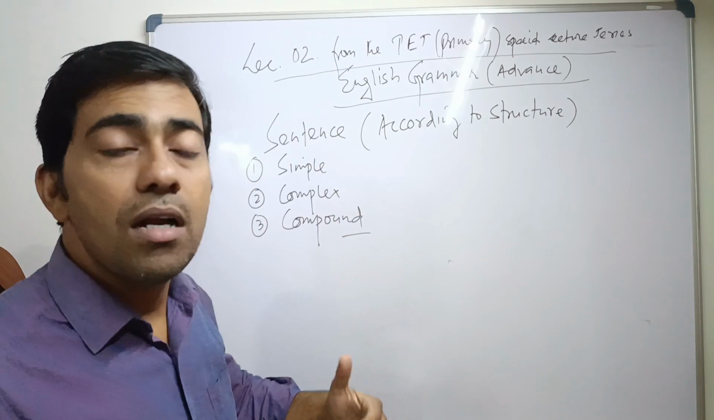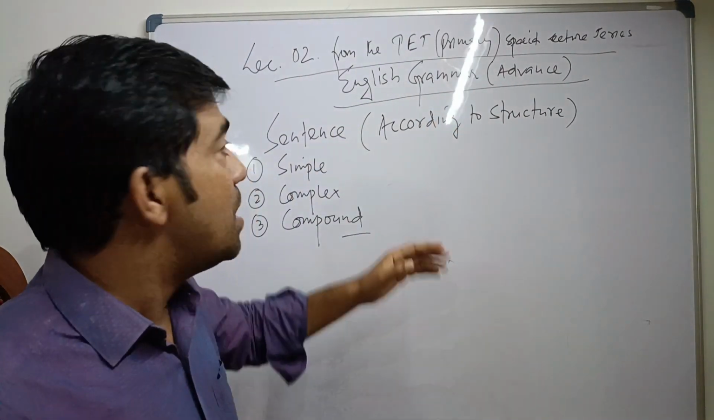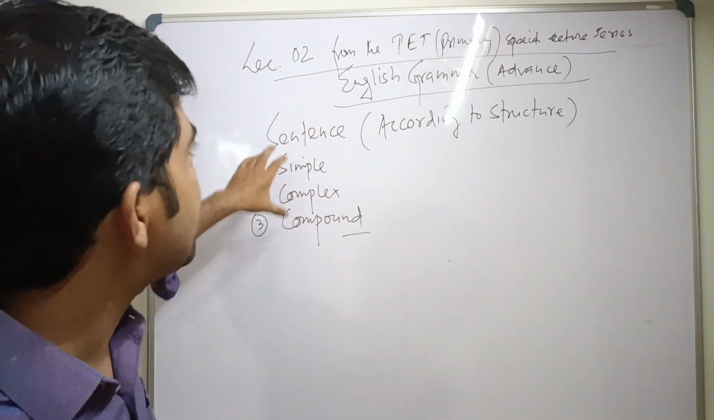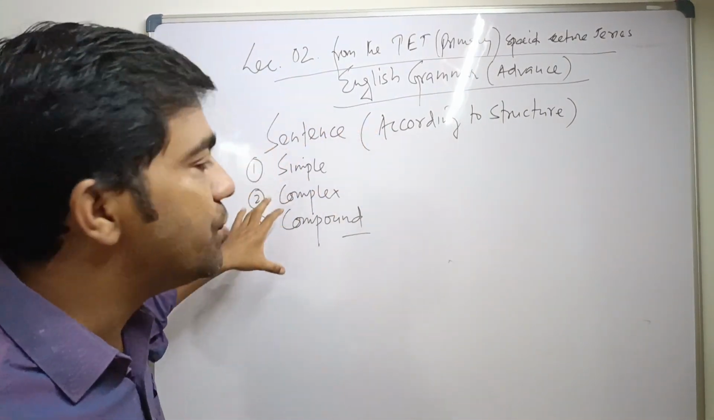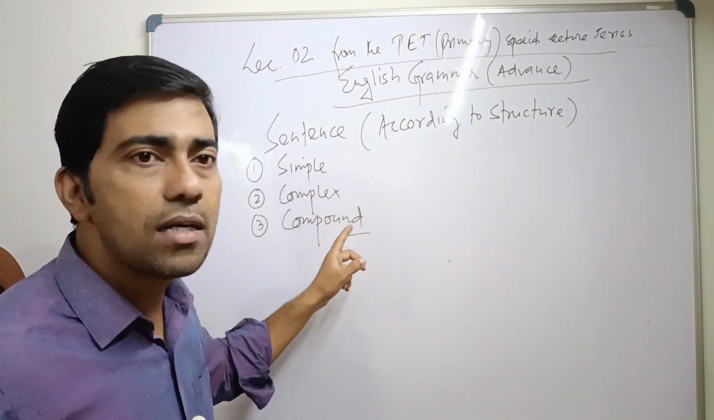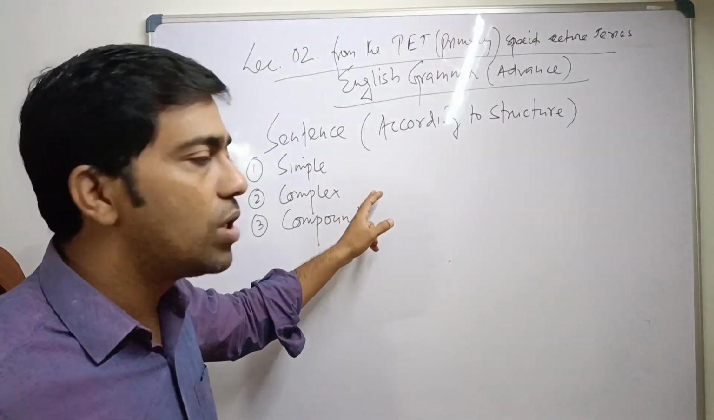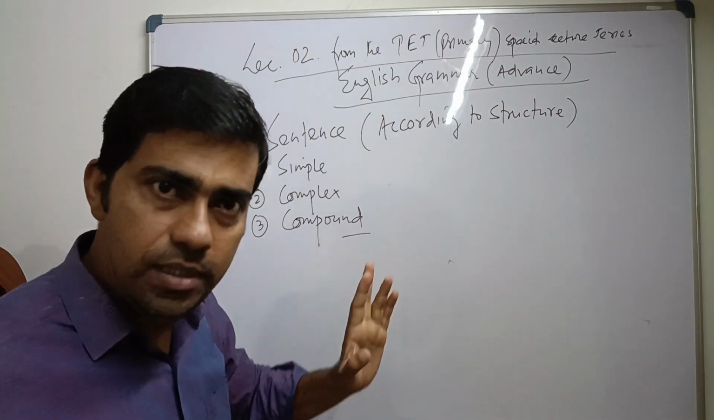Now we will be discussing the sentence according to structure. The sentences that are classified according to the structure are: simple sentence, complex sentence, compound sentence. In Bengali, if I say: সরল বাক্য, জটিল বাক্য, যৌগিক বাক্য, ঠিক?